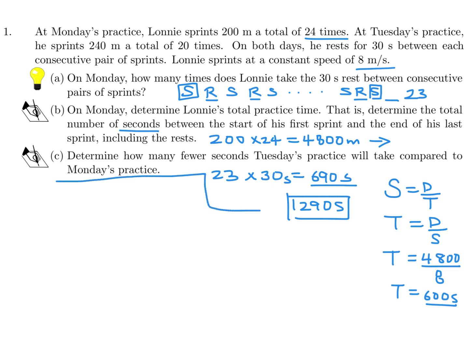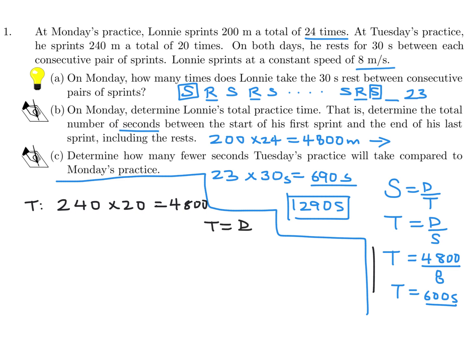And then part C. Determine how many fewer seconds Tuesday's practice will take compared to Monday's practice. Okay. 240 times 20 was Tuesday, right? So that's Tuesday, and that's 4,800 meters. And then the same thing as here, when we figure out the time, distance over speed, it's the same kind of thing. 4,800 divided by 8, and that's going to be 600 seconds.